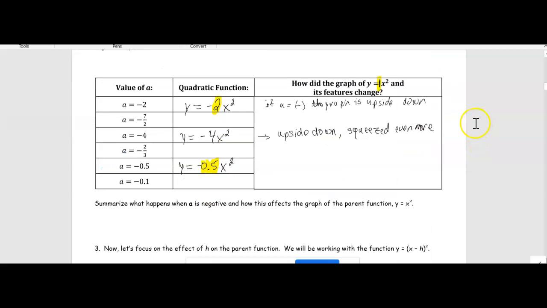Okay, so summarize what happens when a is negative. We can hurry up and get this done. We'll say the parabola will open downwards. All right, that's what's going to happen when your a is negative. And then again, the bigger the number, the tighter it is, the smaller the number, the wider it's going to be. All right, perfect time to stop because the bell is ringing.